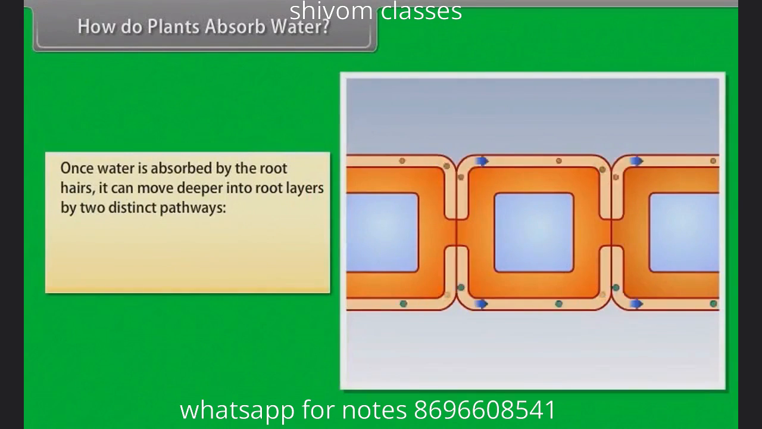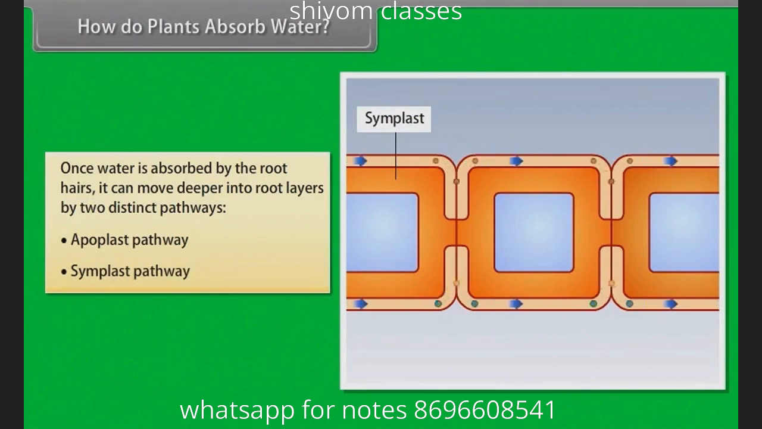Once water is absorbed by the root hairs, it can move deeper into root layers by two distinct pathways. Apoplast pathway and symplast pathway. We will know them in detail in the next few screens.